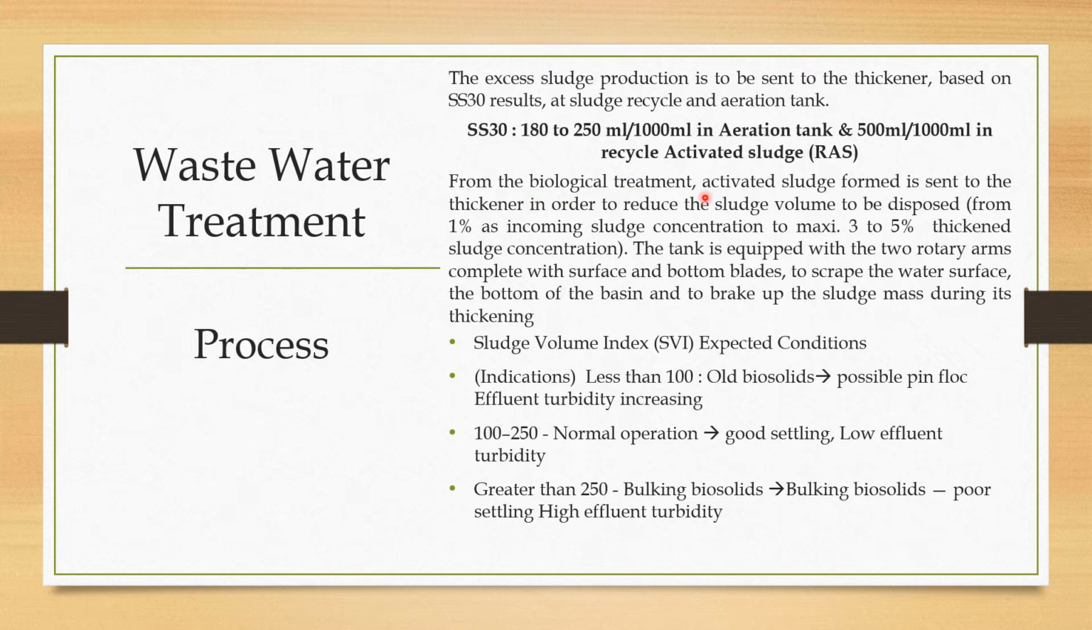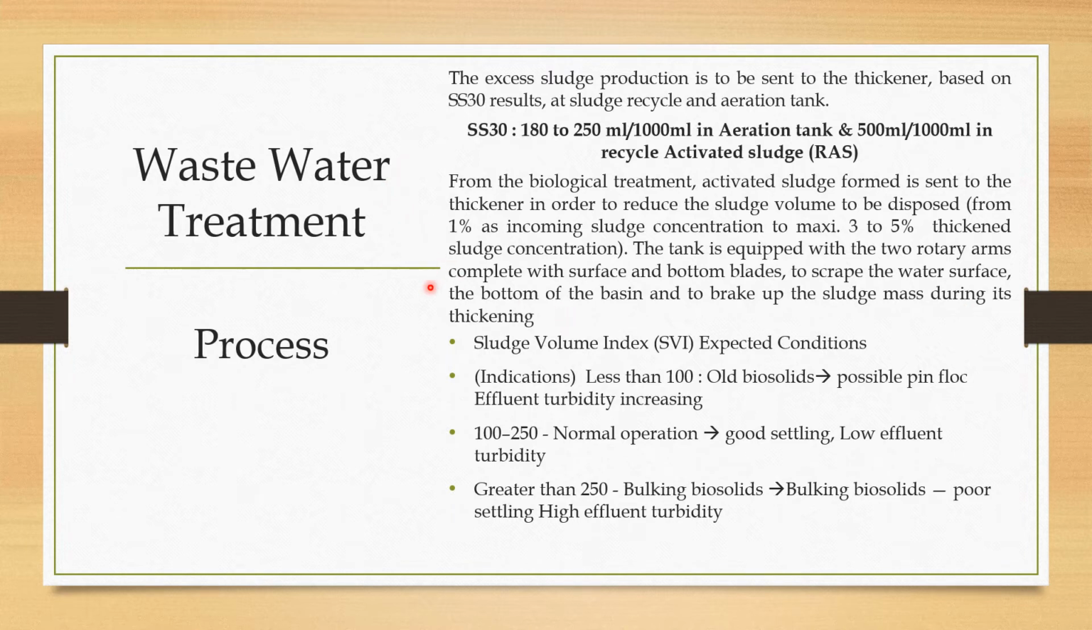From the biological treatment, the activated sludge formed is sent to the thickener in order to reduce the sludge volume to be disposed of from 1% to a maximum of 3 to 5% in the thickener. The thickener tank is equipped with two rotary arms complete with surface and bottom blades to scrape the water surface and the bottom of the basin and to break up the sludge mass during its thickening.